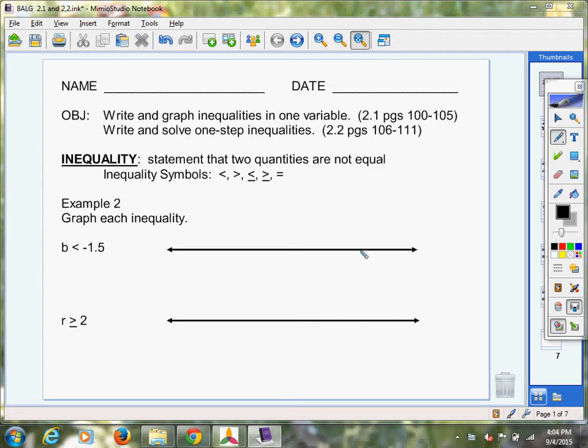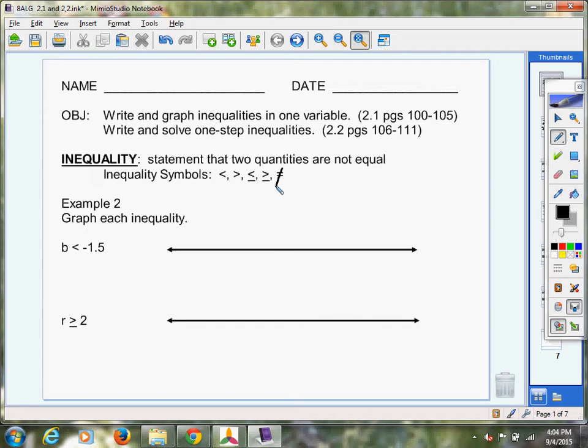And as you can see, I gave you a little definition here. An inequality is any statement where two quantities are not equal to each other. They could be less than, greater than, less than or equal to, greater than or equal to, not equal to. We need to put a little slash there. So if that's not there on your notes, go ahead and put a slash through that equal sign, because that will mean is not equal to.